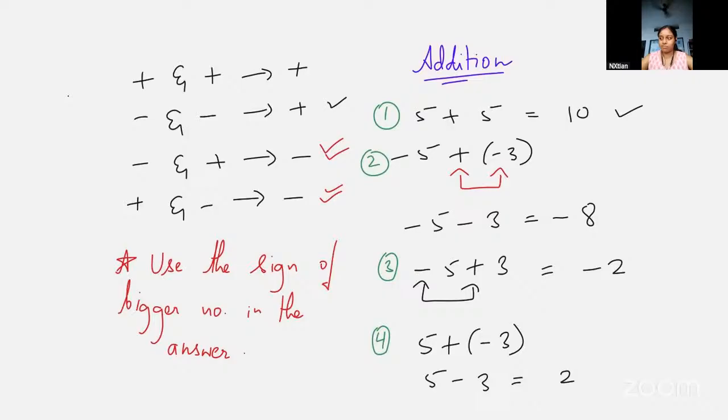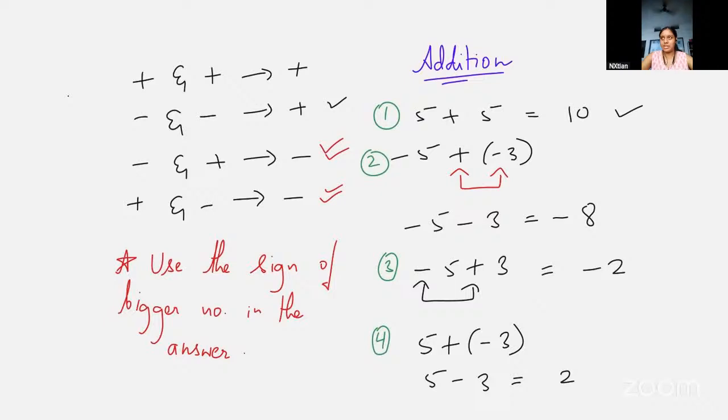No. Huh? And Johanna? No, ma'am. Okay. Ma'am, what if it was -5 minus 3?